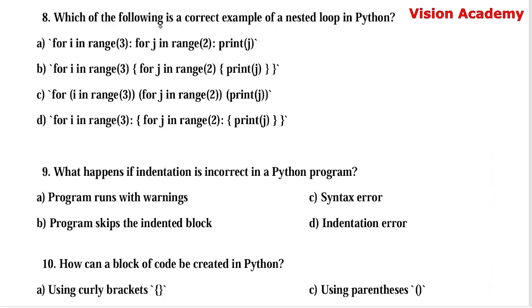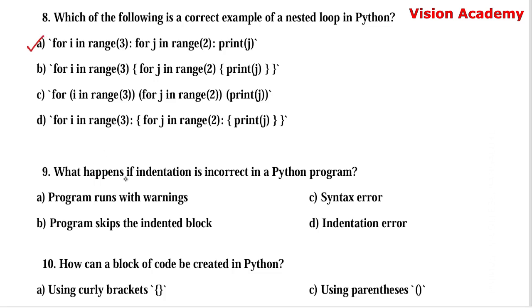Question number 8. Which of the following is a correct example of a nested loop in Python? Option A, for i in range 3 colon, for j in range 2 colon, print j. B, for i in range 3 curly open brace, for j in range 2 curly open brace, print j, curly closing brace for both for loop and print. C, for i in range 3, for j in range 2, print j. And D, for i in range 3 curly open brace, for j in range 2 in curly braces, print j. Option A is the right answer.